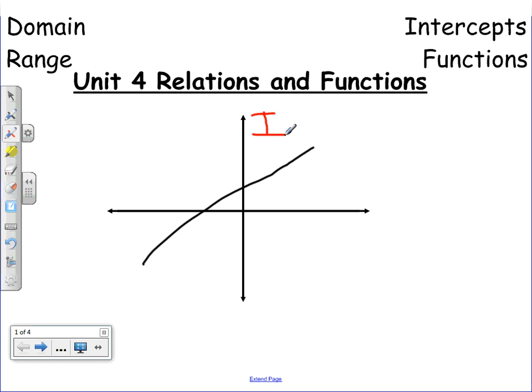Next thing is these are really two quick things. Intercepts. There are two intercepts: the y-intercept and the x-intercept. What's more important is you're going to need to know which one of these is x and y. The vertical one is your y-axis, and your horizontal is your x-axis. So you'll have a y-intercept and an x-intercept, and it's where it crosses those lines.